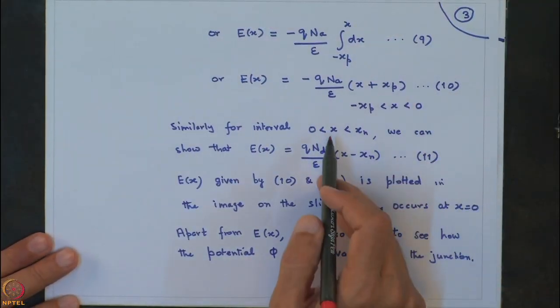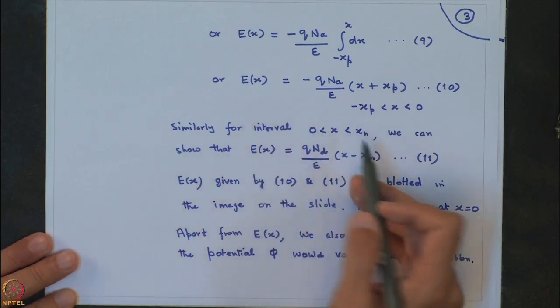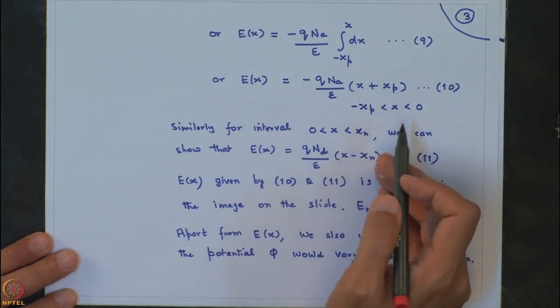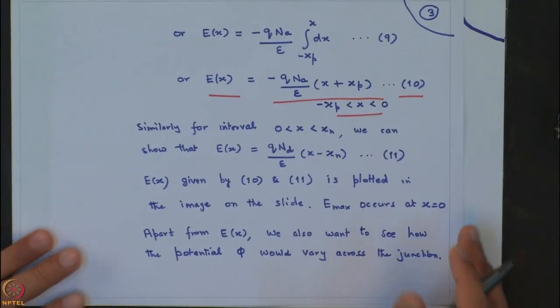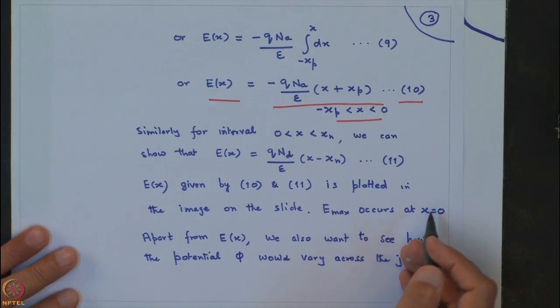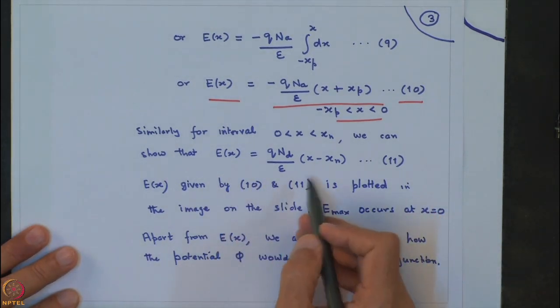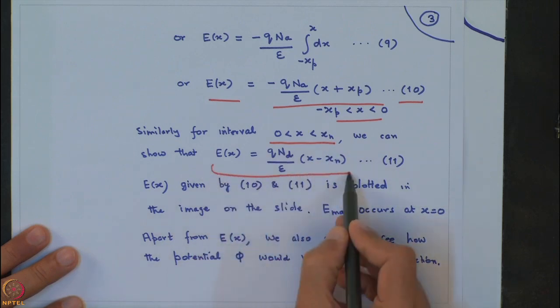Now, this can be further simplified as per equations 9 and 10, and we get a very nice expression for the electric field in the interval to the left of the metallurgical junction. We can similarly find an expression for the right side of the metallurgical junction, which will be valid for that interval, and this is the expression.